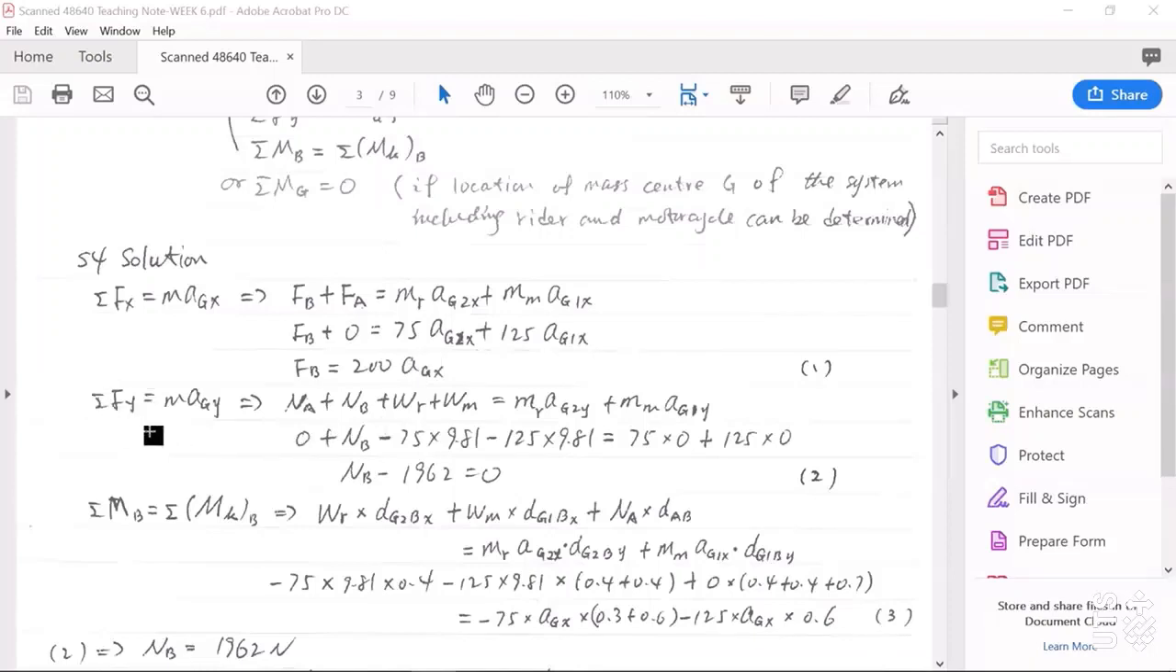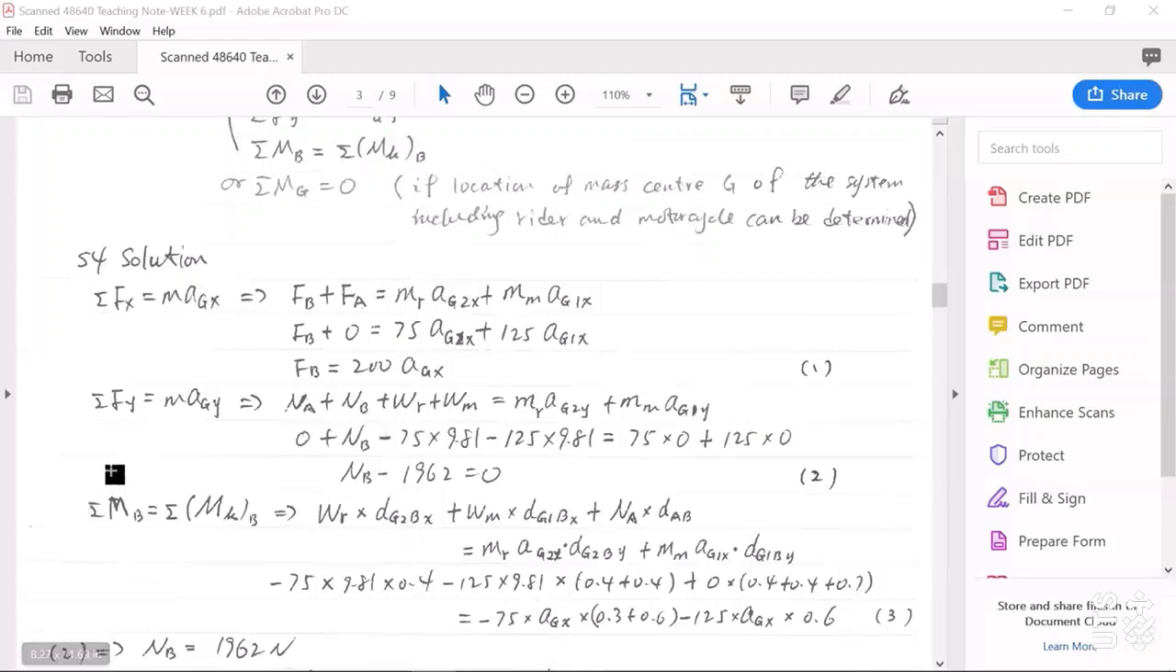Along the y direction, we have Na, Nb, Wr, Wm. Na is 0. Nb, we assume is positive. Wr, Wm, both of them are downward, so they should be negative. Along the y direction, the acceleration is 0. So on the right side, you can see it's 0. So from here, you can see we actually can work out Nb directly.